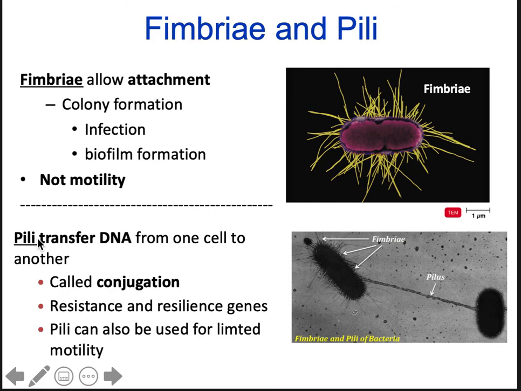Pili play a very important role in that one bacterium can transfer DNA to another. And this is why antibiotic resistance can spread so quickly, because you don't have to wait for the bacteria to divide and multiply. They can start spreading it all around. This process of giving DNA from one bacterial cell to the next is called conjugation.